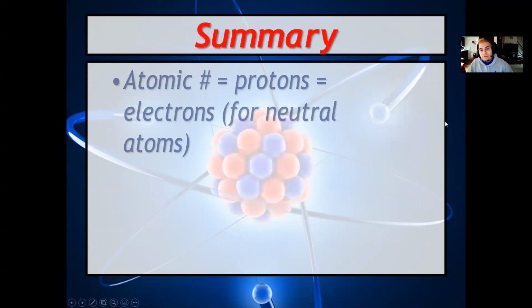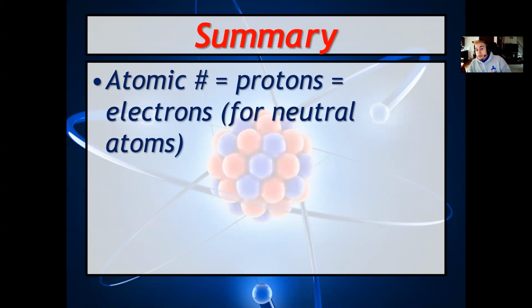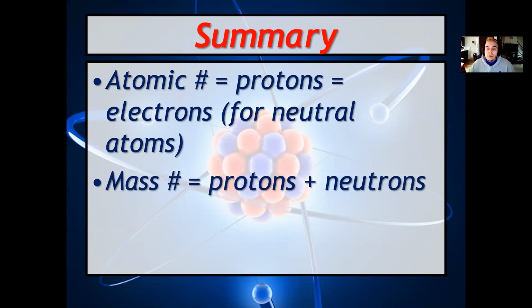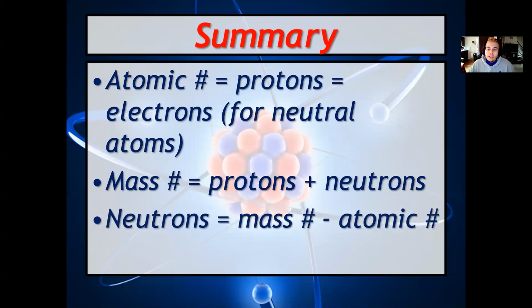So in summary, remember, atomic number equals protons, and protons equals electrons if it's a neutral atom. The mass number is going to equal protons plus neutrons, and neutrons are going to equal the mass number minus the atomic number. So I would take this on your exit ticket that I posted.